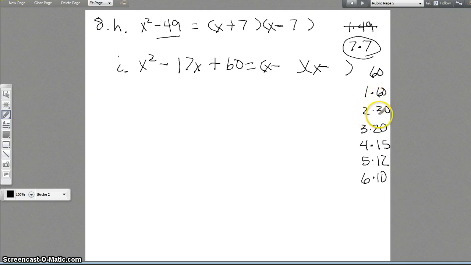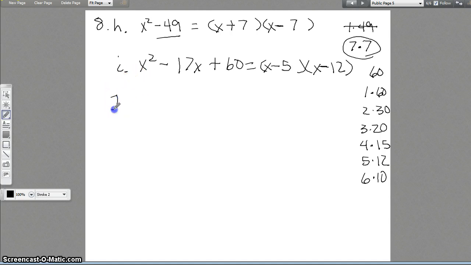2 plus 30 is 32, that doesn't work. 3 plus 20 is 23, that doesn't work. 4 plus 15 is 19, that doesn't work. But 5 plus 12 is 17. So when we put in 5 and 12 here, negative 5 times negative 12 will give us a positive 60, and negative 5 plus a negative 12 will give us our negative 17. So that's how we factor x squared minus 17x plus 60.